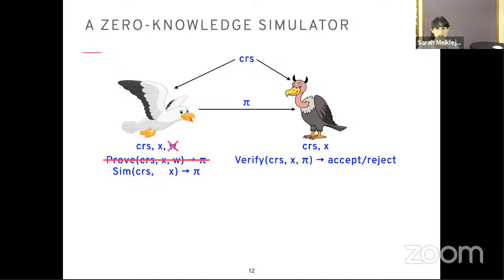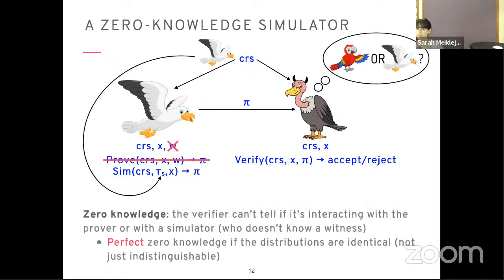This would violate soundness. And so what we're going to do is allow the simulator to also create the common reference string. And in doing that, to create a simulation trapdoor. And the simulator can then use that trapdoor in generating these proofs. And then basically zero-knowledge holds if the verifier can't tell who they're interacting with, the prover who does know the witness or the simulator who has no idea what the witness is. And intuitively, this captures the fact that if the verifier can't tell, they can't learn anything about the witness because they don't even know if the person they're interacting with has one or not. And we have one variant here, which is perfect zero-knowledge, which says that the distributions of these interactions are not only indistinguishable, but they're actually identical.